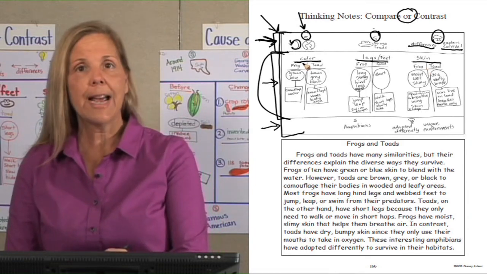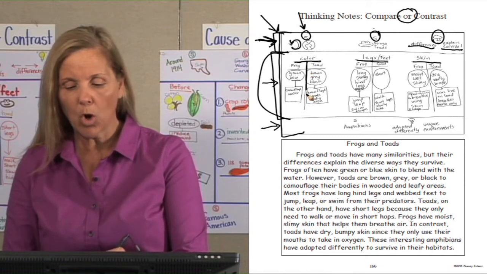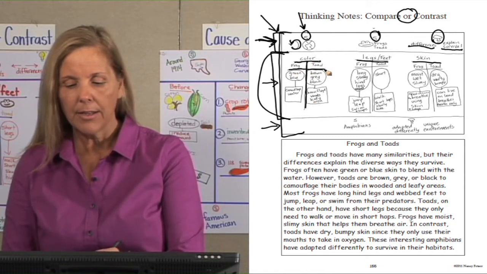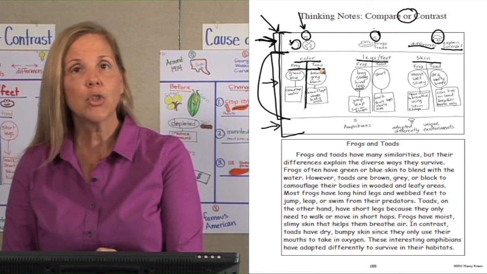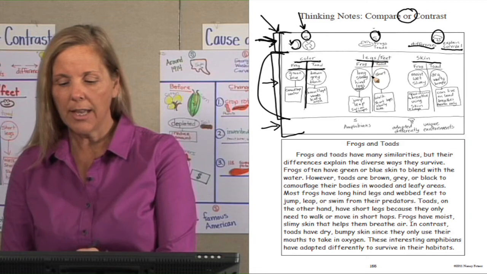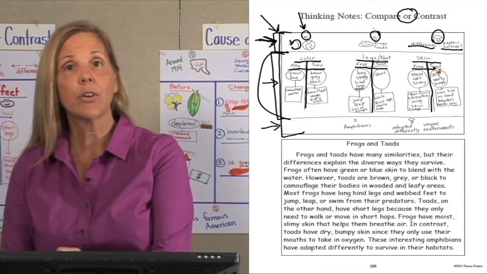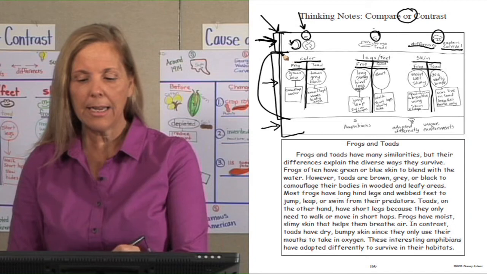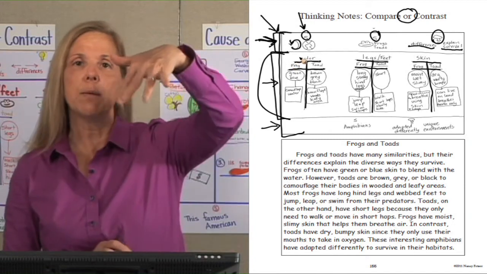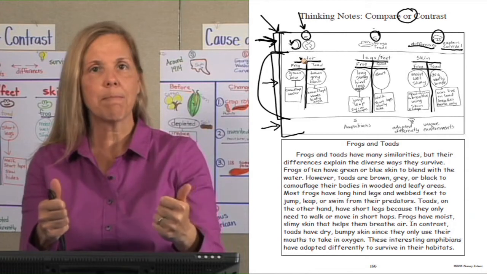After we identify the attributes, underneath each one of these, we will draw a T-graph. Notice the T-graph under color. Then I wrote frog and toad. Underneath legs and feet, we had our T-graph, frog and toad, and underneath skin, frog and toad. At this point, once we've labeled those, we'll go back and we know we've labeled the attributes. Now we're going to contrast them.